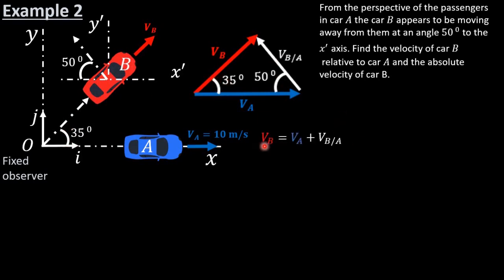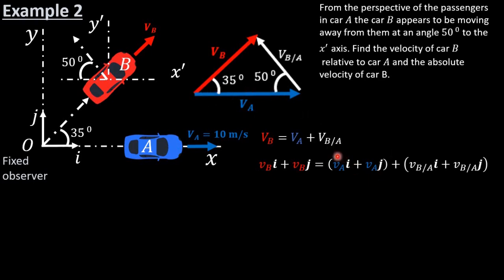Okay, so there's our relative velocity equation. We write that out in terms of its i and j components for car B, the i and j components for car A, and the i and j components for the relative velocity as well. For car B, the velocity vector has a component in the i and j direction. In the i direction, it's going to be VB times cos 35, and the component in the j direction is going to be VB times sine 35 degrees. The velocity vector for car A, v sub A, has no component in the j direction, so that term is going to go.